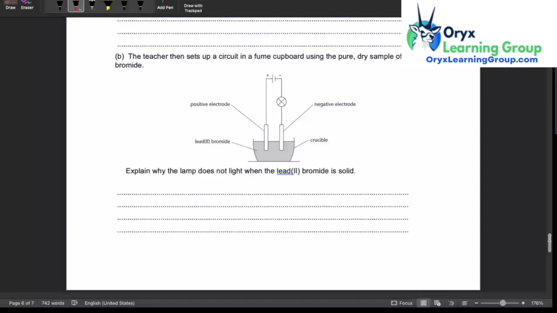Okay, so what you will write is lead bromide in solid form does not form any ions which can freely move, so it will not be able to conduct electricity, so the bulb will not glow, or yeah, the lamp does not light up. Are you clear with this? Yes. Okay, let's go to the next question.